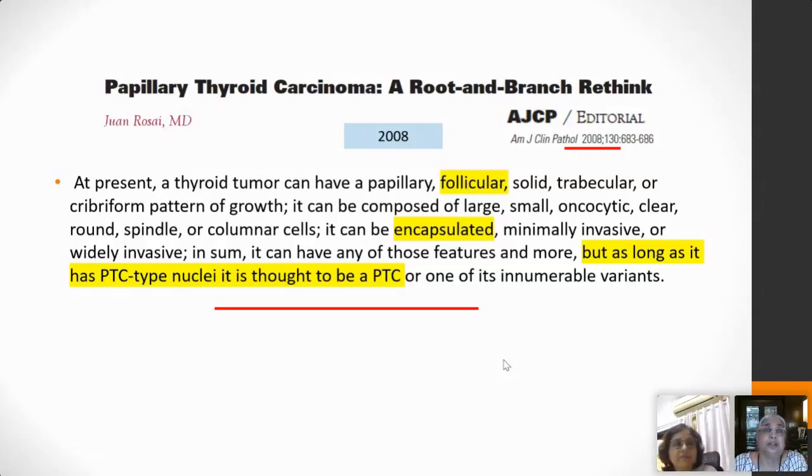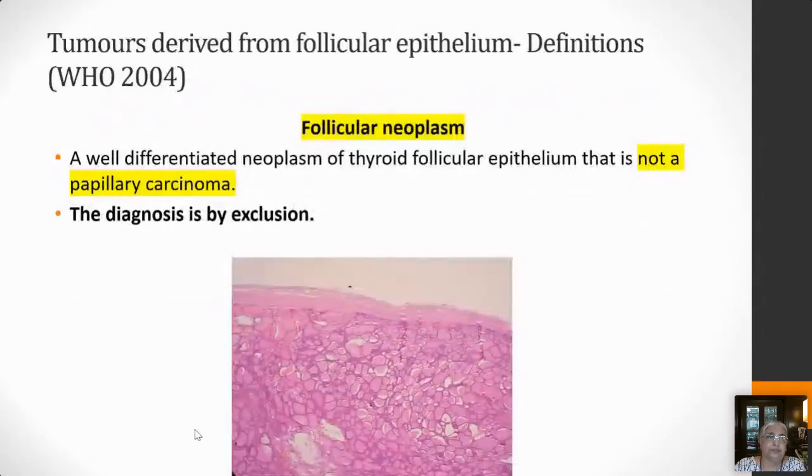And you know now, in the new WHO 2017, there are over 10 different variants of papillary thyroid carcinoma. So as it stands, it stood, at least in 2008, that any tumor, if it had the nuclear features of papillary thyroid carcinoma, was called a papillary thyroid carcinoma. It was called follicular, or it was papillary, or it might have had mixed papillary and follicular morphology.